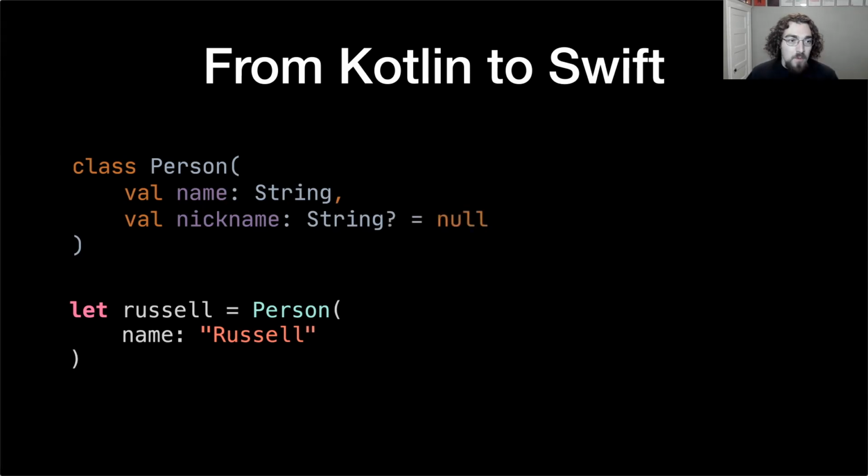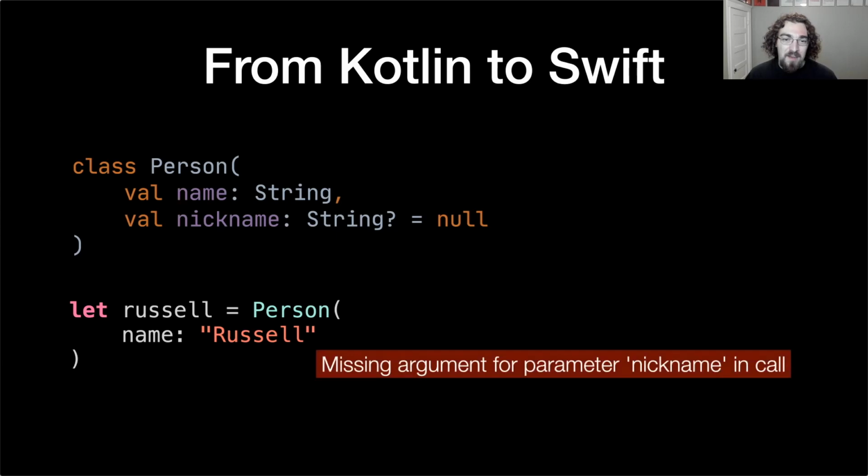But what if not everybody has a nickname, right? So maybe I don't want to pass one. So let's make this nickname field nullable, give it a default value of null so that the caller doesn't have to worry about it. But when you try to do this in Swift, you get an error.